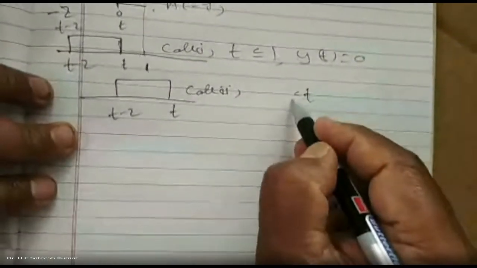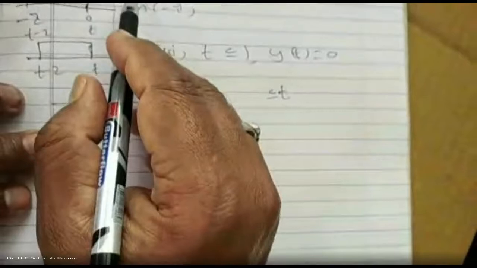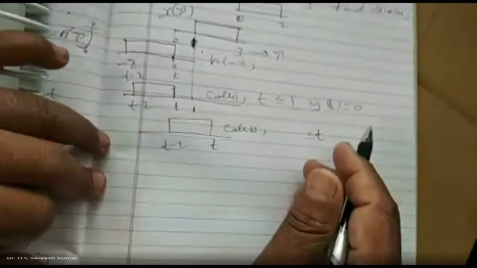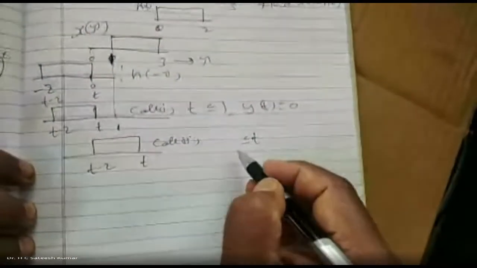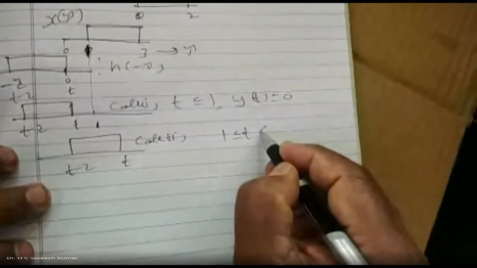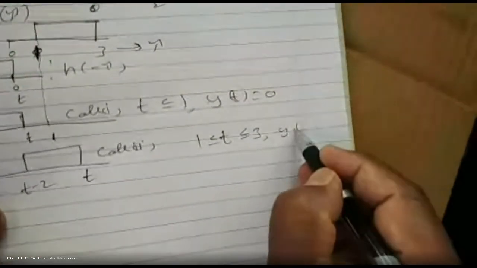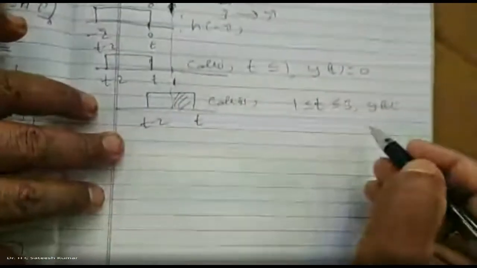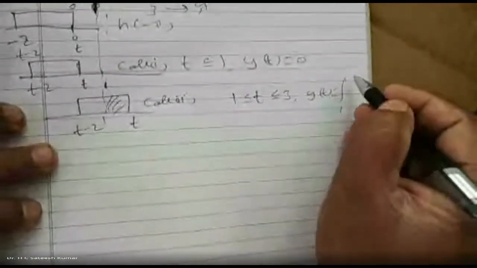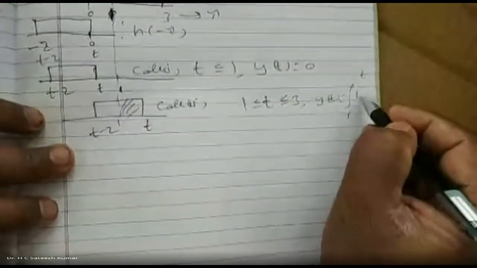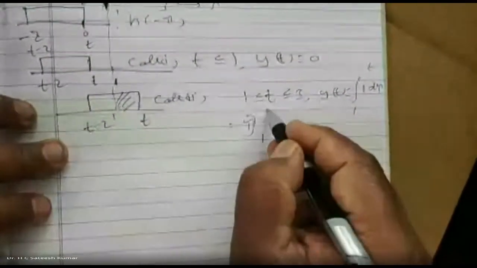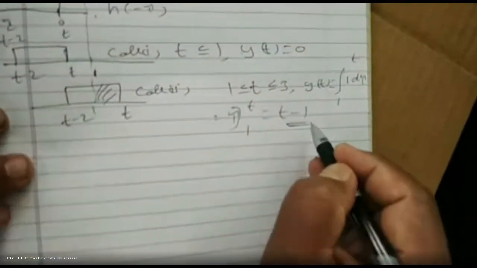T lies between where and where it starts overlapping? Until 3 it will go, no, because the width of the second is also 2. Until it is completely overlapped, the area keeps on increasing. So t lies between 1 to 3. y of t is equal to the area, which keeps increasing. Integration from 1 to t, 1 into 1 d tau, which is equal to tau between the limits 1 to t, which is equal to t minus 1.